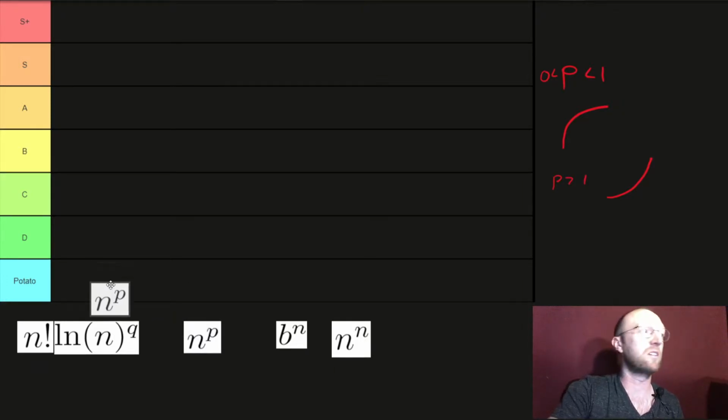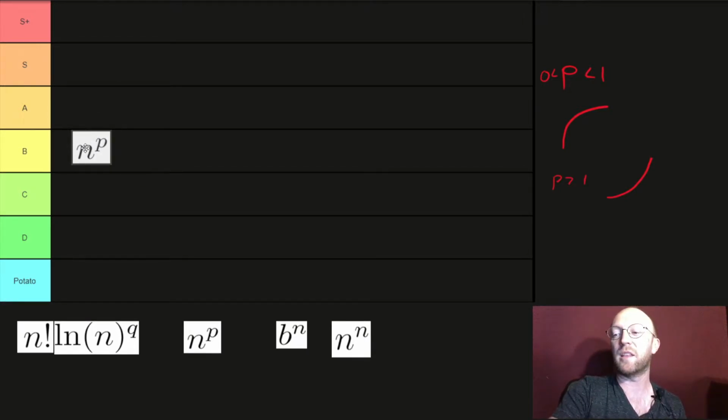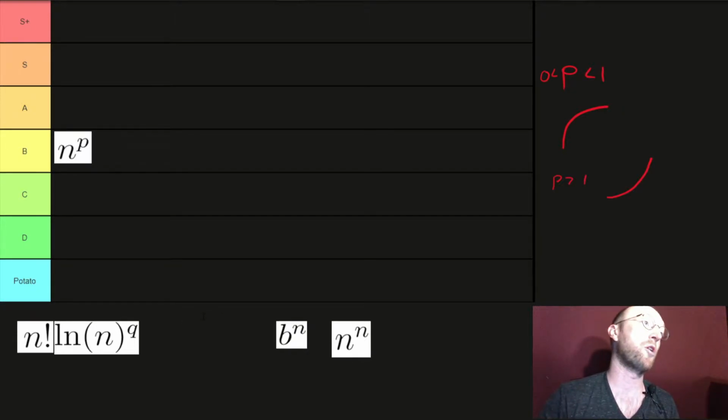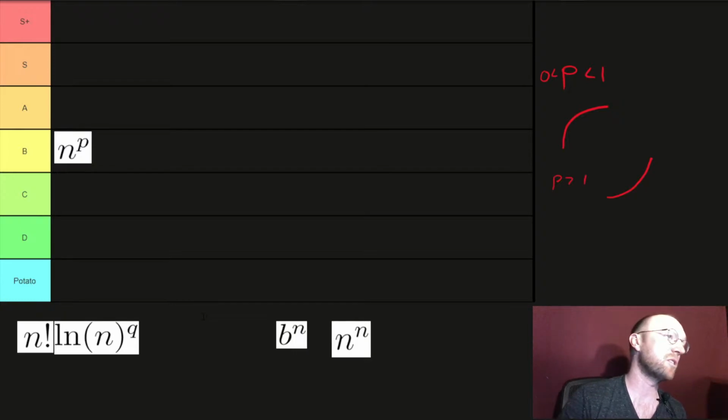So where does it go? Is it down here in the low tiers? Is it up here in the high tiers? Well, that flexibility, I think, is going to put it solidly in the B tier, where we're going to put these polynomial growths. For polynomial, we usually think of just integer values, or natural numbers, but here p could be any real number. When I say polynomial growth, I just mean that the power is fixed and the base is what's going to increase. I think B tier is a great place for this.